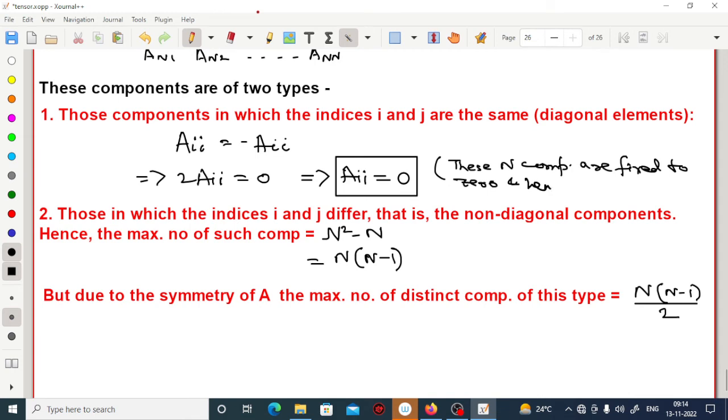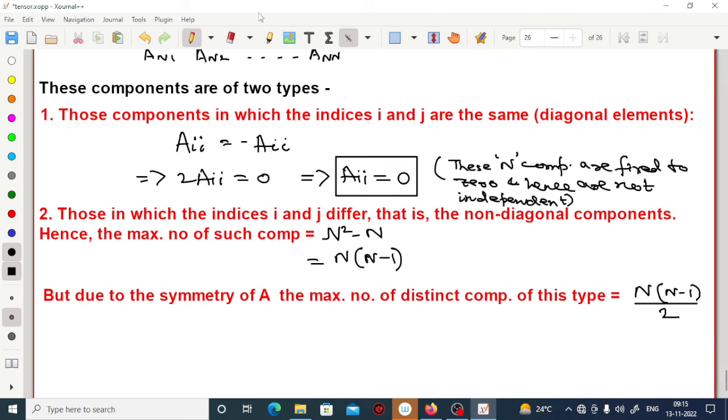and hence are not independent, so these will not come into the counting. These n components are fixed to 0, এরা 0 তে ফিক্স আছে and hence are not independent, এবং সেই জন্য এরা কিন্তু ইন্ডিপেন্ডেন্ট কম্পোনেন্ট নয়। They are not independent, you don't take care of them.